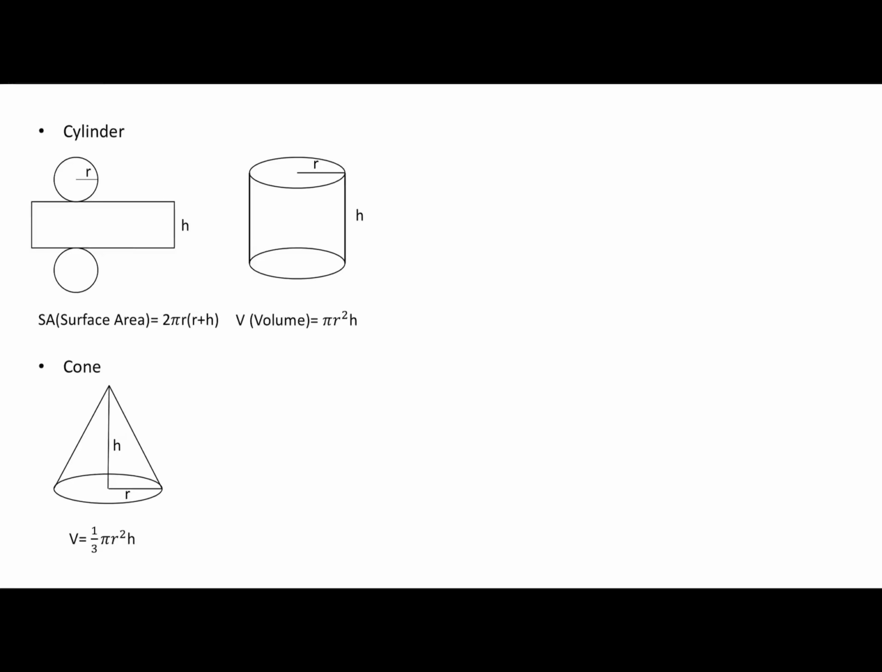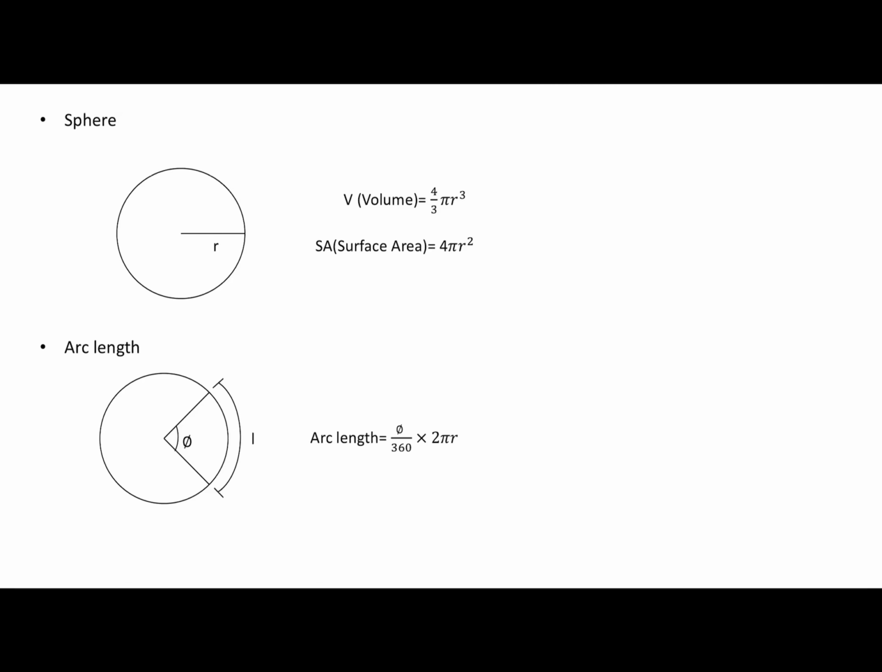And the volume of a cone is just 1/3 of that cylinder. So it's 1/3 pi r squared times h. A sphere. That doesn't look like a sphere, but just pretend it is a sphere. So the volume of a sphere is 4/3 pi r cubed. You just have to memorize this. And surface area is 4 pi r squared.